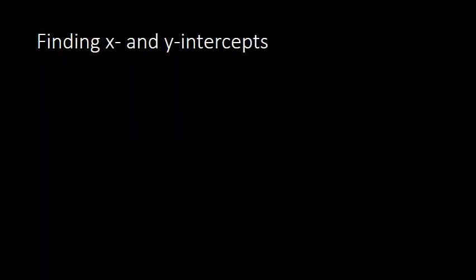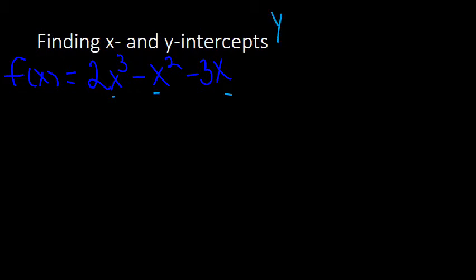Well, let's look at an example where we're going to find both the y and the x-intercepts. So let's say that we've got a function equation such as this. We've got f of x equals 2x cubed minus x squared minus 3x. Now, when it comes to finding the y-intercept, I'm going to set each of these x values to 0. And of course, when I do that, everything is just going to go to 0.